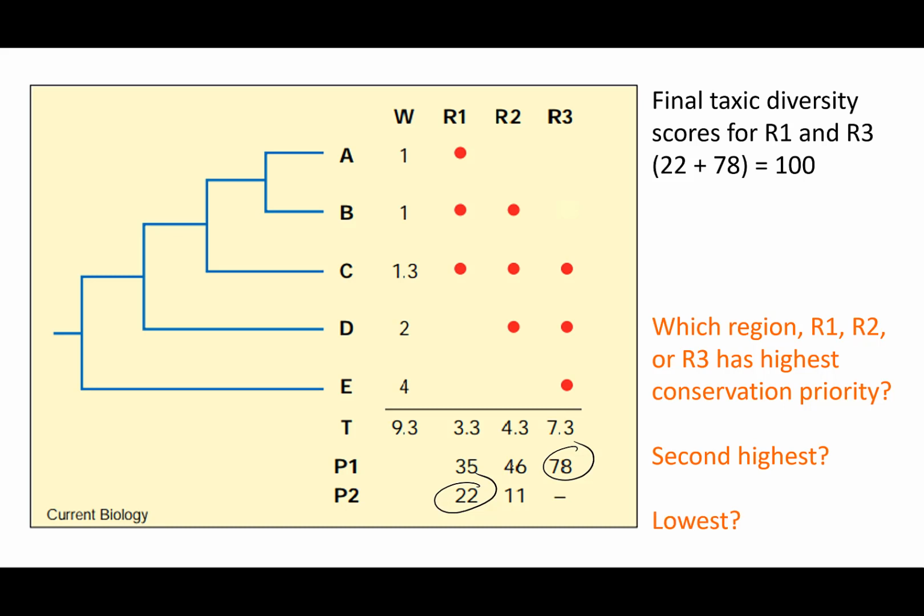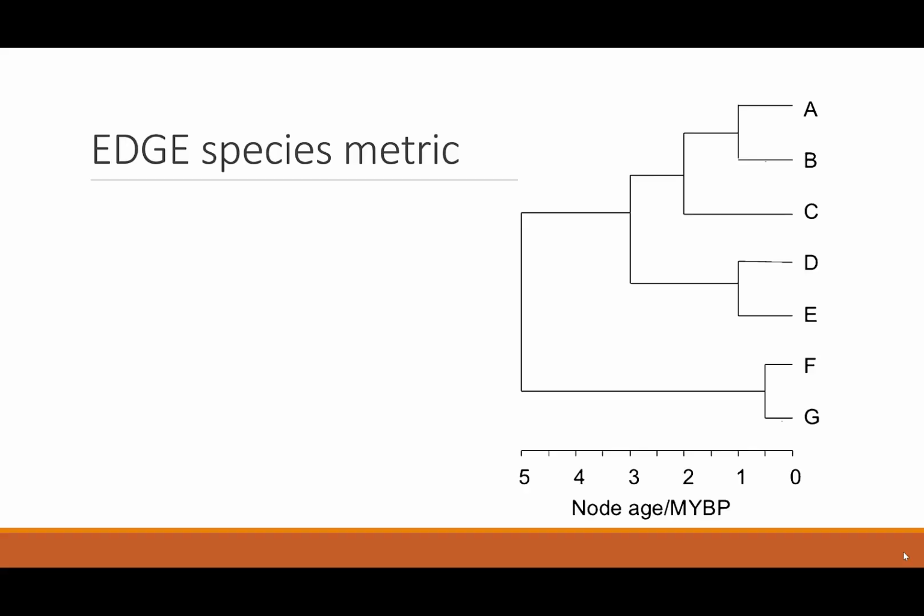So this is the Vane-Wright taxic diversity measure that helps us establish how we might make decisions about areas instead of just species. And one nice thing about focusing on areas, as you can tell, is that if you can capture an area and its diversity, you don't have to worry about just one species. You can actually focus on a variety of them.